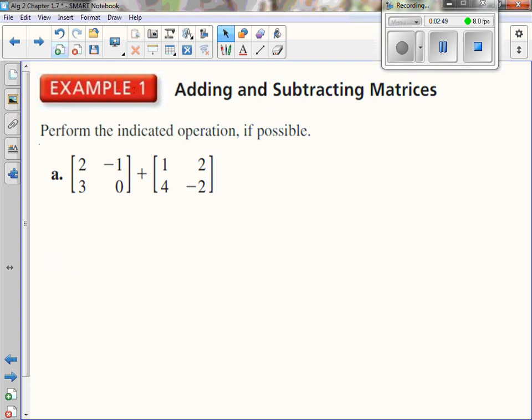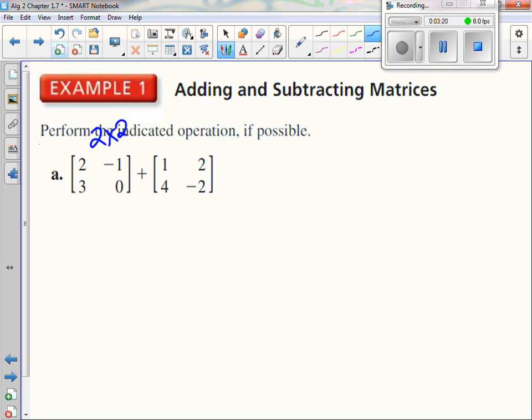So when we look at this first example here, I wouldn't worry about the definition for add or subtract: we combine like terms and they have to be the same dimensions, okay? I didn't fill that in, but once we do the first example, it's going to make a whole lot of sense. What are the dimensions of the first one? This is a 2 by 2, yes? What's this one here? Are they the same? So we can add.